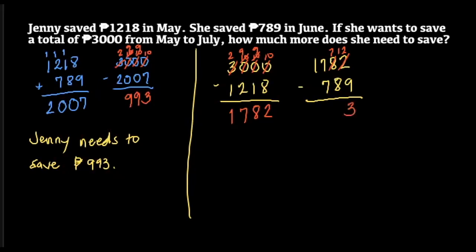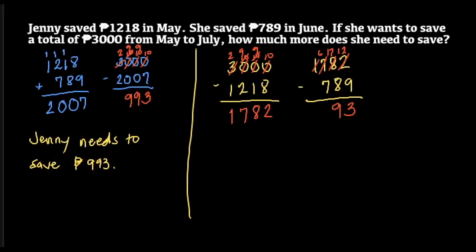7 tens minus 8 tens. Again, we have to regroup because that one needs to be 17. 17 tens minus 8 would be 9. And then this one, since we regrouped 100 to the tens place, this becomes 6. But again, we cannot subtract 6 minus 7, so we would have to regroup.